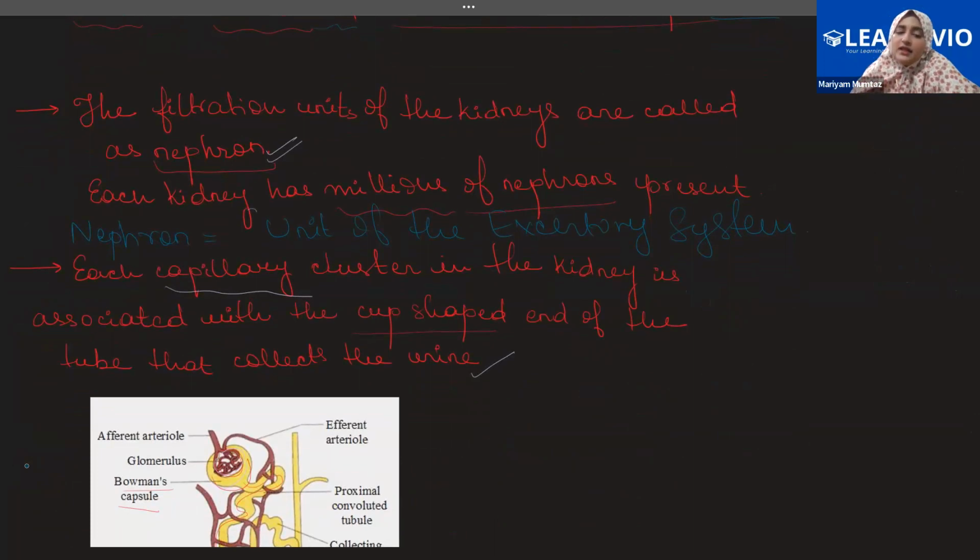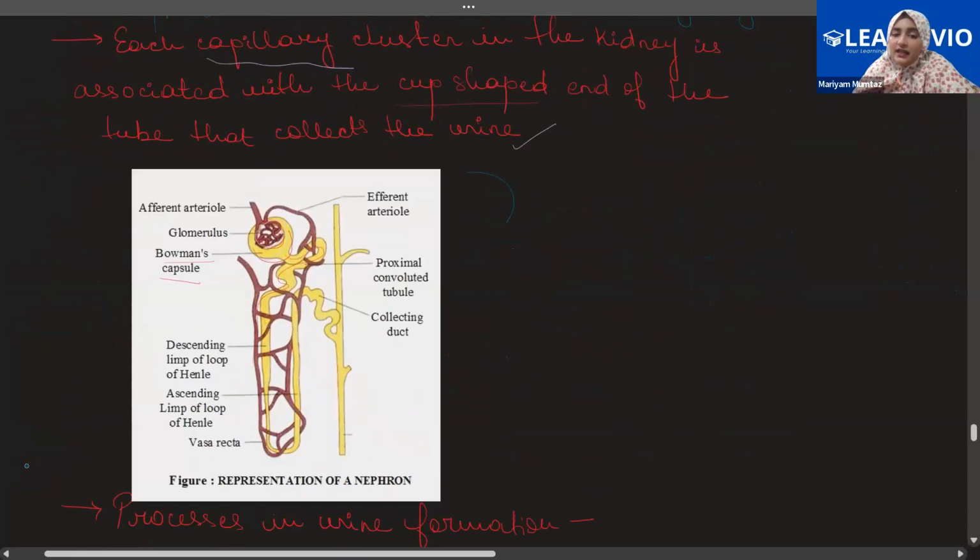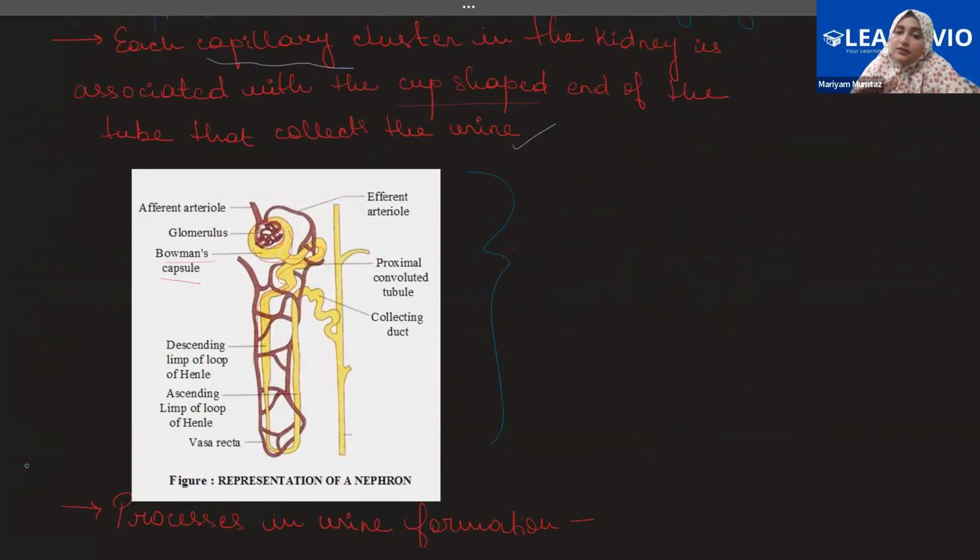Now, what happens inside the nephron? This diagram that you see shows how the nephron looks on the inside. Now, it has a capsule-like, cup-shaped structure known as Bowman's capsule. Inside the Bowman's capsule, there are many arterioles present. And then this continues. This Bowman's capsule encloses the glomerulus. Now, what is the glomerulus? It is the tuft of capillaries present in the Bowman's capsule.